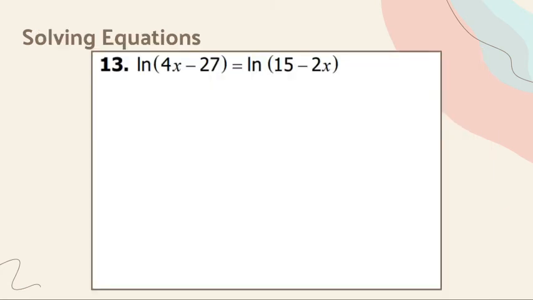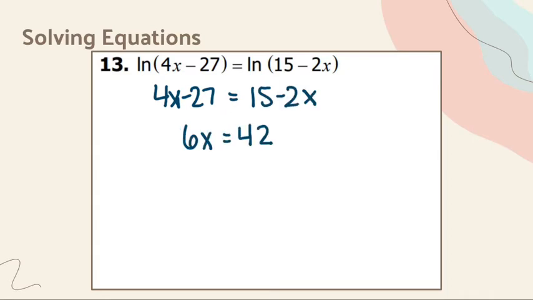Now we're going to talk about solving equations. Solving equations with natural logarithms uses the same method as solving regular logarithm equations. In this equation, we have a logarithm equals a logarithm. So we just set the inside of each one equal to each other and then solve for x. So we're going to get 6x equals 42. Then divide by 6, and x equals 7.